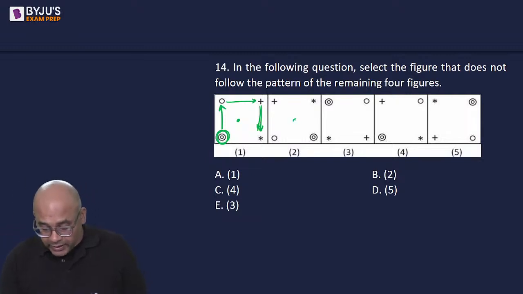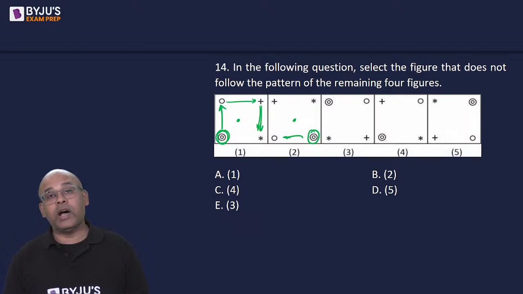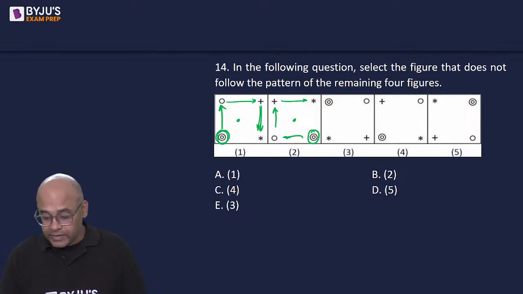So once again here you have two circles. To the right of two circles you have a circle. To the right of the circle you have a plus, and to the right of the plus you have a star. Once again, if you look from the center, you have two circles. To the right of it you have a single circle. To the right of it you have a plus. To the right of it you have a star.